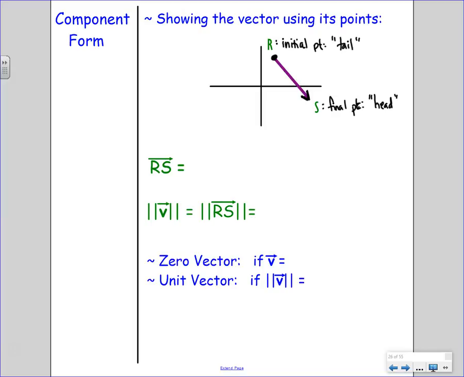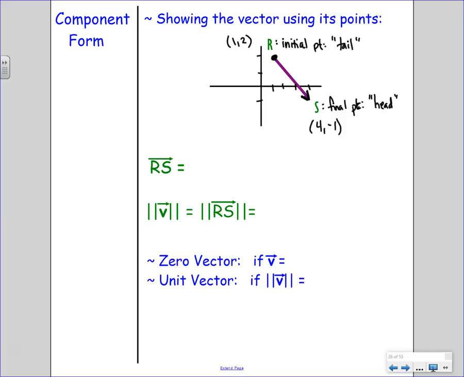Now, if we want to show the vectors using its points, let's go ahead and establish what this point could be. So it looks like this might be, let's see, R over 1 up 2 maybe? Does that sound good? So we'll call R the point (1, 2). What do you guys think S might be? 2, 3, 4 maybe? Negative 1? That sound good? So we'll call S (4, -1).